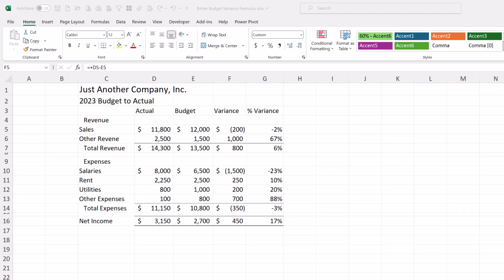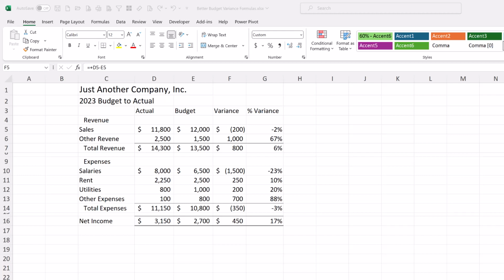I think of it as good or bad. On the revenue or sales side, having more revenue than budgeted is generally thought of as a good thing. So on any row that this is the case, the variance needs to be a positive number. That means actual minus budget is the formula. Having more gross margin or net income than budgeted is also good. So those would follow the same rule as revenue, actual minus budget.